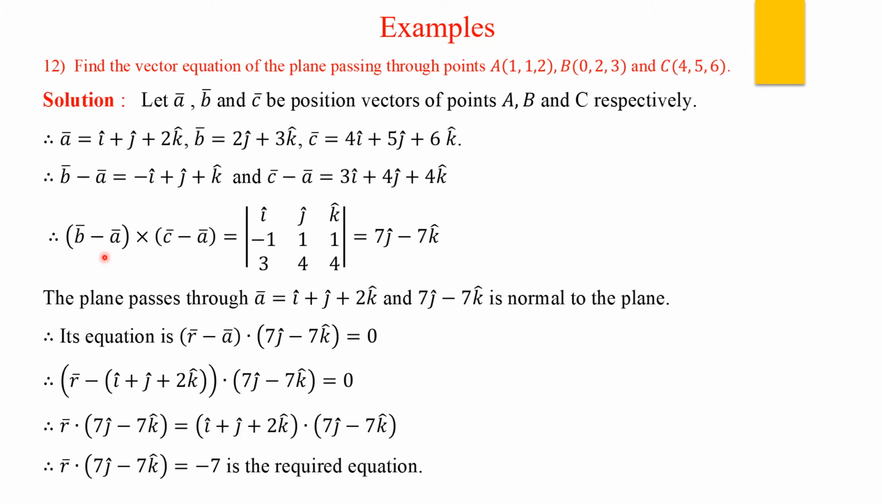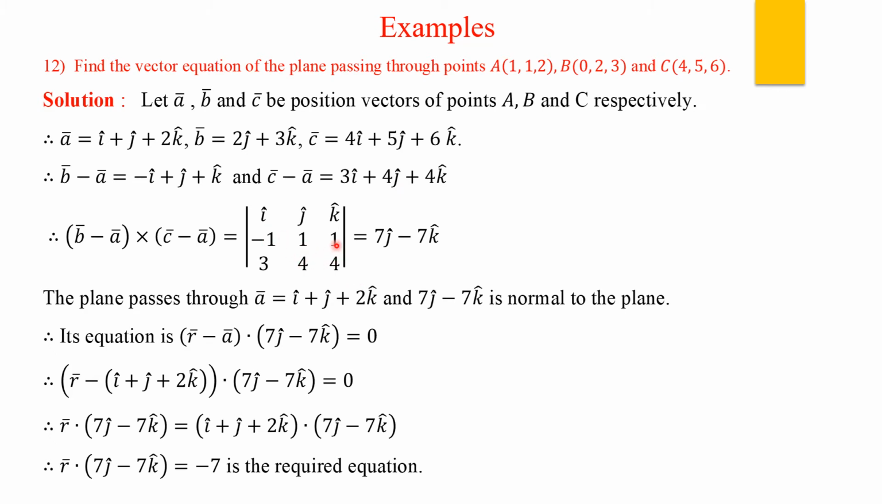We have to find the cross product of b vector minus a vector cross c vector minus a vector. Then the determinant: first row is i, j, k. Second row is the coefficients of b vector minus a vector, that is minus 1, 1, 1. Also the third row is the coefficients of i, j, k in c vector minus a vector, that is 3, 4, 4. Then i vector.